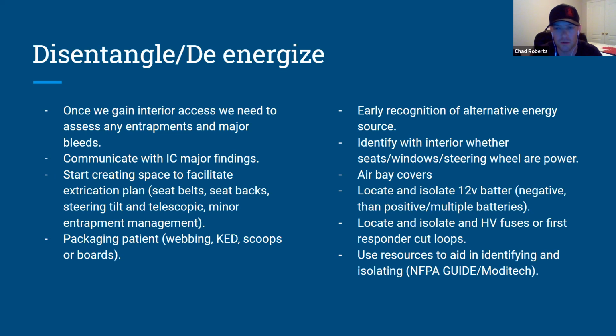Make sure we're identifying those. How do you identify them? It's a lot of different ways. Owner's manuals. If someone's got a phone on scene, look it up. It's always online. NFPA has their own guides. You can look through NFPA.